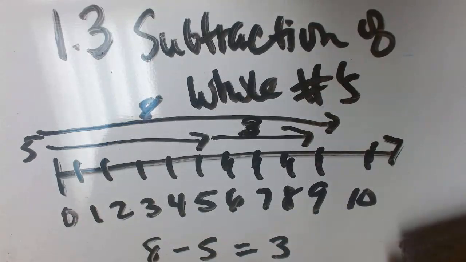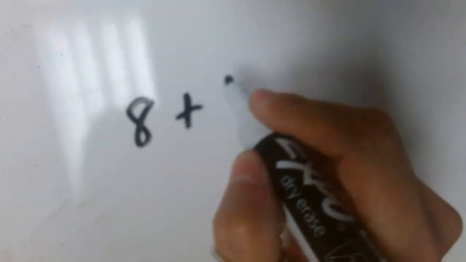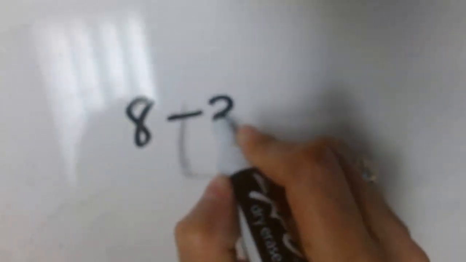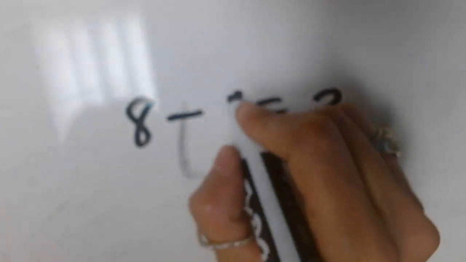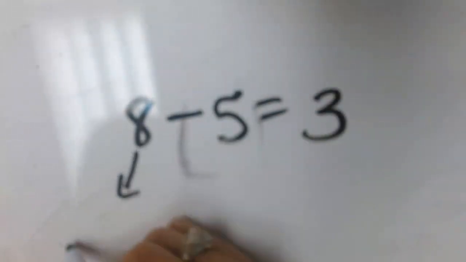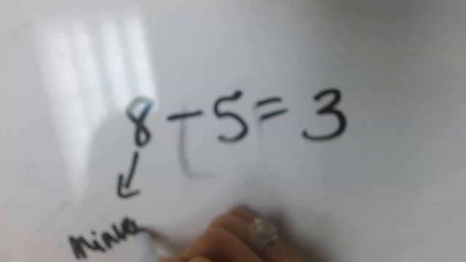Okay, so now let's talk about what you call each number. In this case, we're subtracting. This is called the minuend. This is called the subtrahend. And this is called the difference. Okay, that's what you call each one.